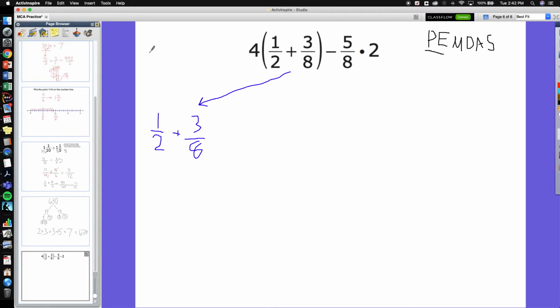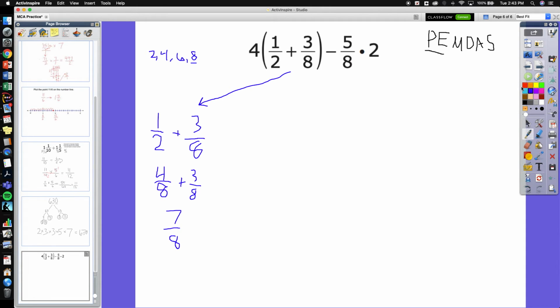So if you start listing out the multiples of 2, you get 2, 4, 6, 8. So we don't have to change the 3/8, but we can change 1/2. We know that 2 times 4 is 8. So 1 times 4 is 4. 4/8 is equivalent to 1/2. And now we can add. 4/8 plus 3/8 gives us 7/8.